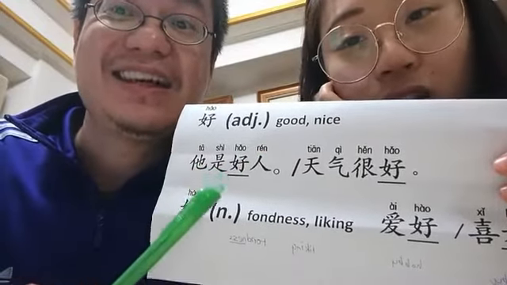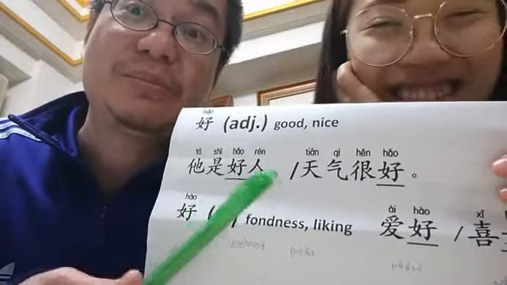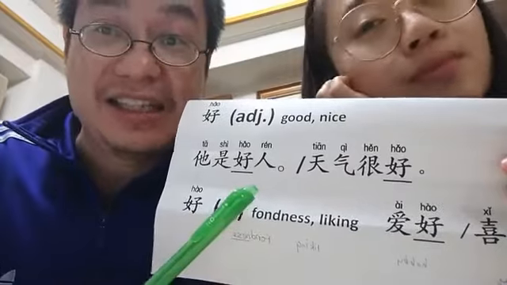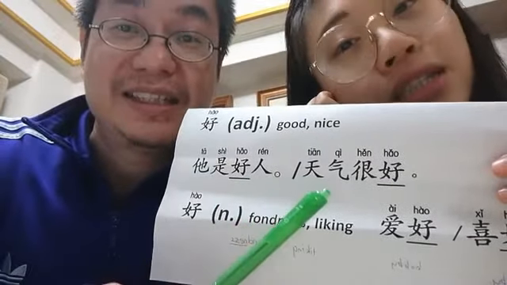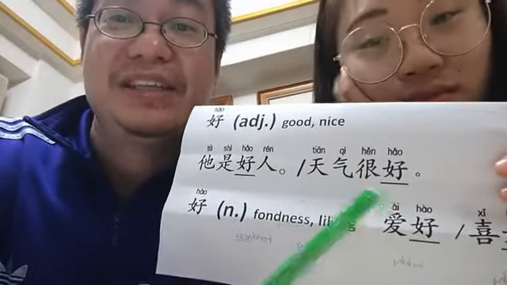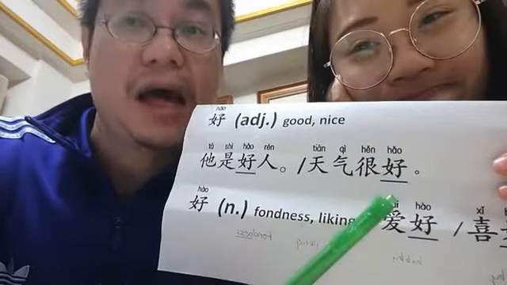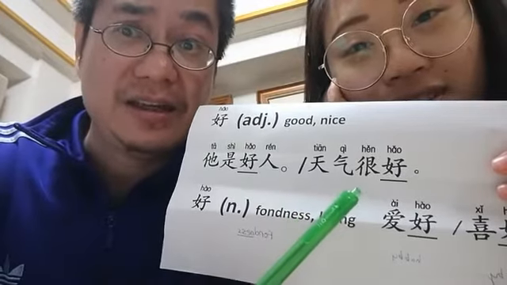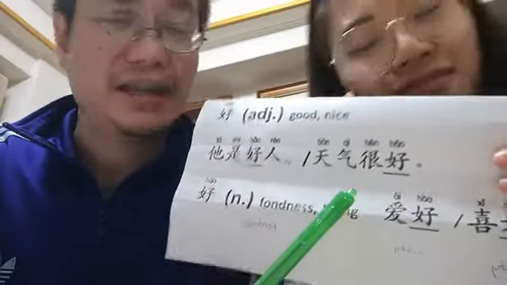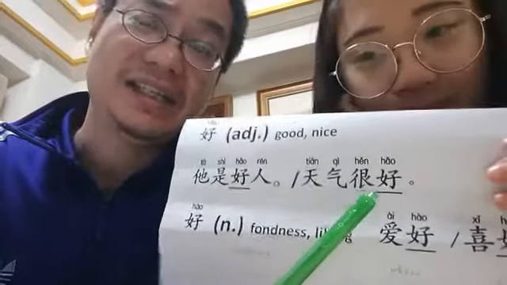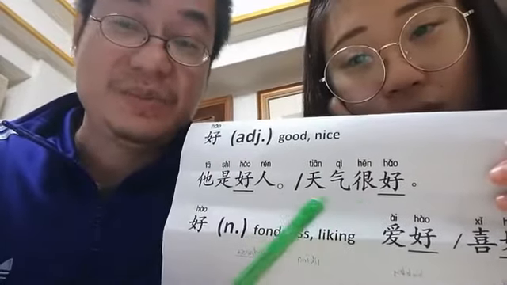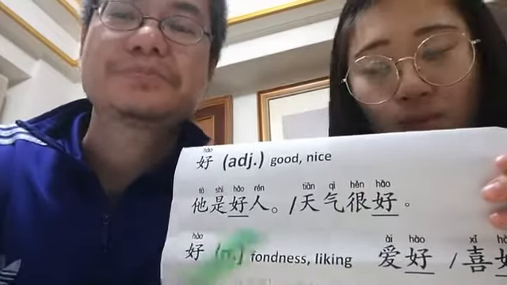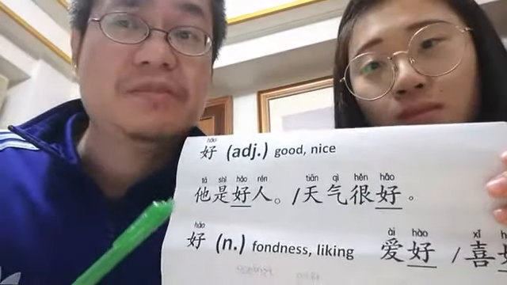He is a good person. 他是好人. And the other example sentence is 天气很好. 天气 means weather. 很 means very. 好 means good or nice. So the weather is good. The weather is nice. 天气很好. But 好 is a kind of 多音字.